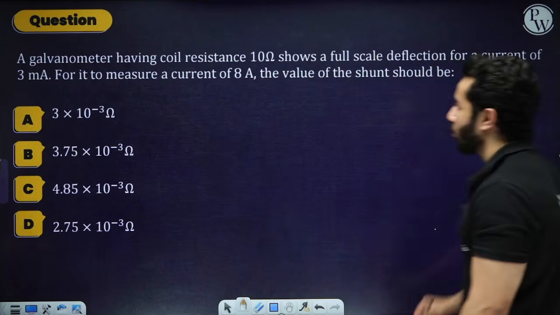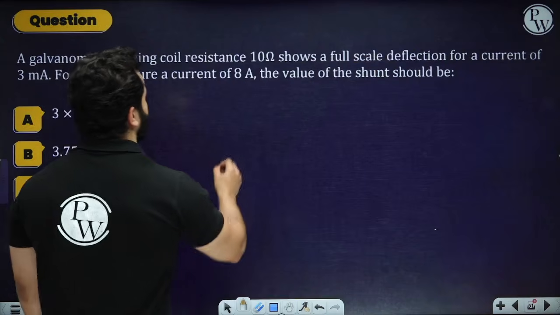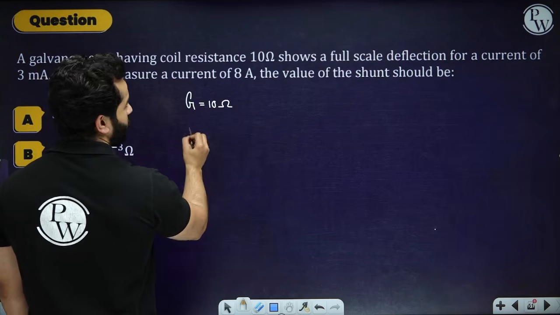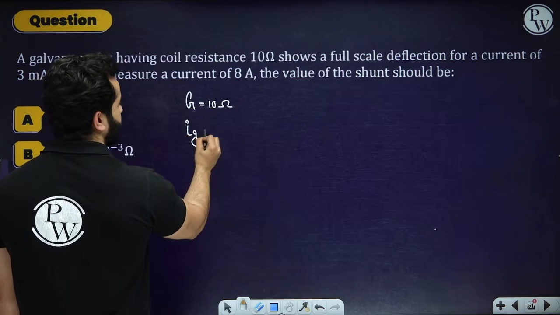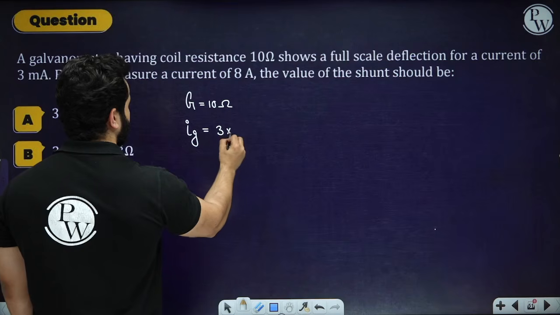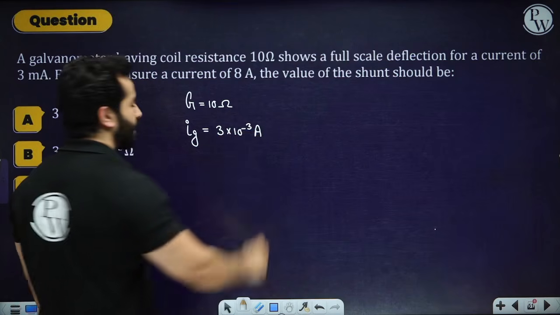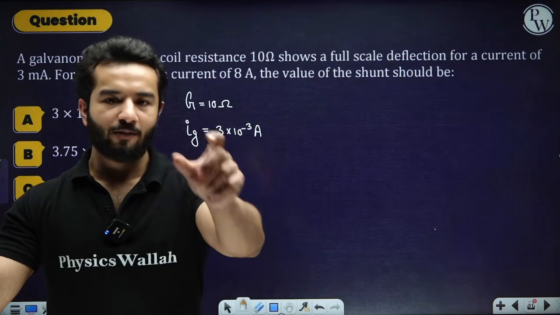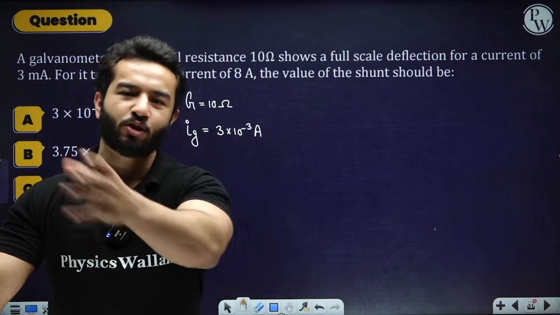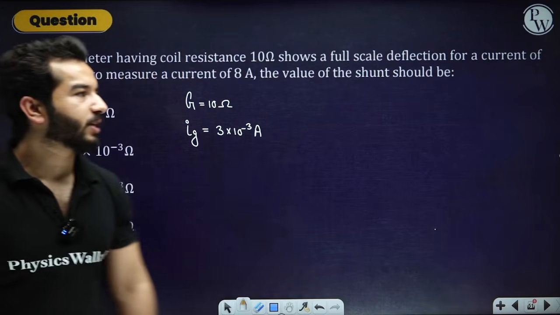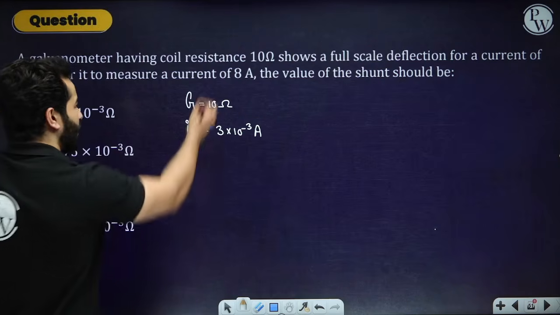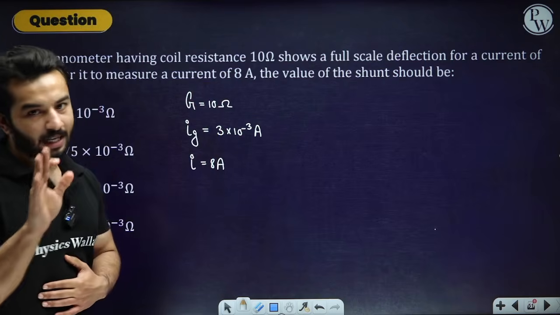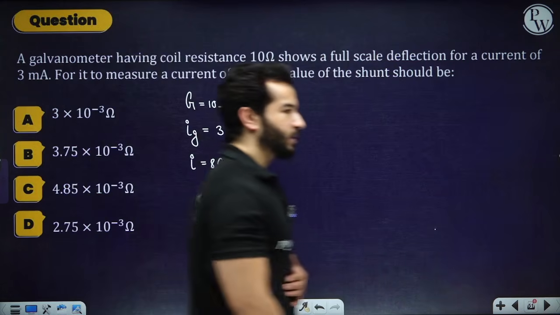Last question in homework: a galvanometer having a resistance of 10 ohm shows a full scale deflection, where Ig is given as 3 milliampere. Please remember that whenever you have a value like 10 and something like 0.001, ignore that 0.001 and you will get to the correct answer. And we want to measure 8 ampere, so find out the value of shunt. Very easy, do it, write down the answer in the comment section.